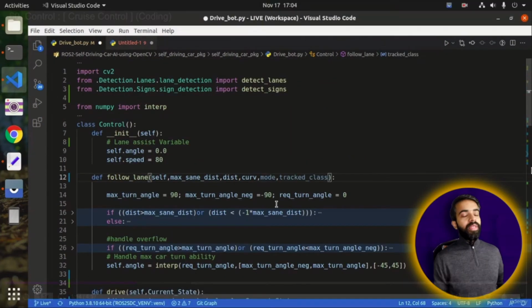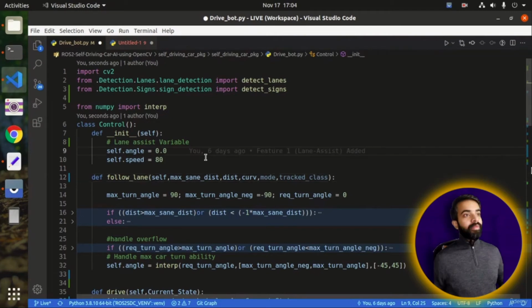Then once we have defined these 5 arguments for the follow lane function, we can now implement the cruise control in 3 steps. For the very first step, we set the cruise speed of the car to 80 in the initialization function of this control class, along with setting a few other variables of previous mode and increase tire speed in turns boolean.